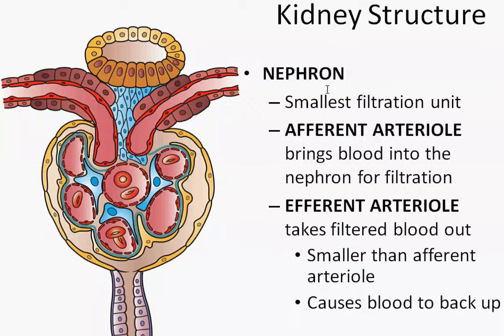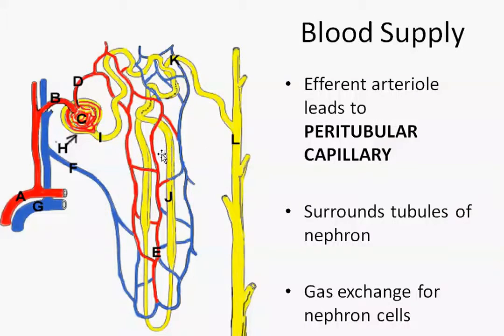Kidney structure, obviously the nephron is the most important part. We'll get into the details of that, and have gotten into details of that. Afferent and efferent arterioles are leading into and out of the glomerulus, which is the capillaries housing basically the filtration zone of the nephron. Blood supply: obviously we're talking about the peritubular capillary, the blood supply that's intertwined with the proximal tubule, the loop of Henle, and the distal tubule, and the gas exchange that takes place there.